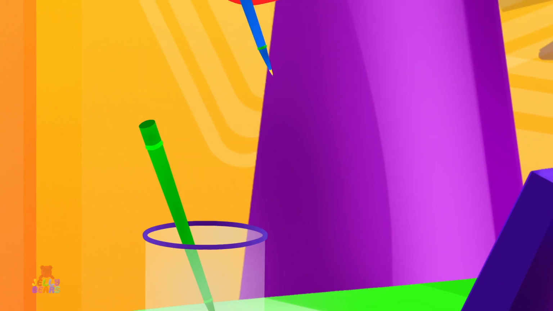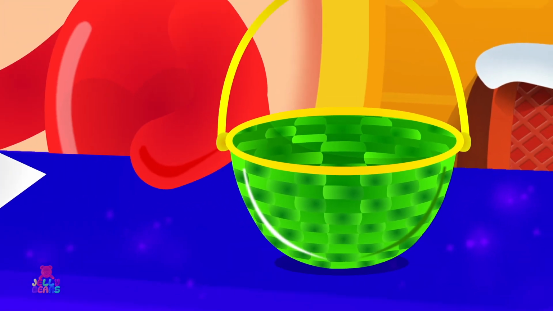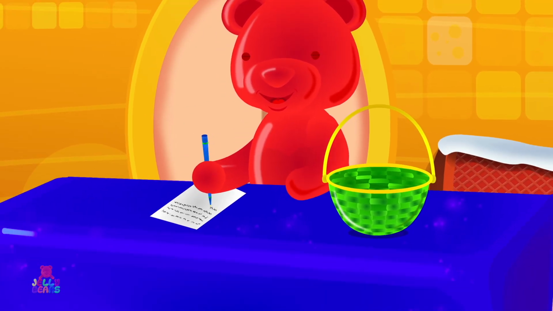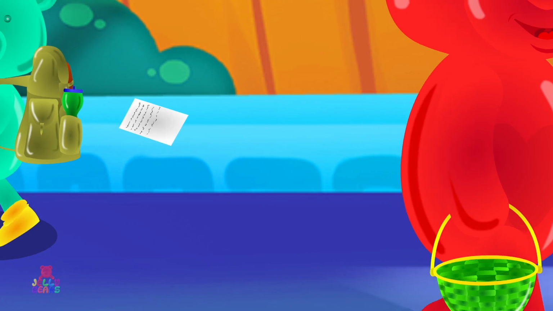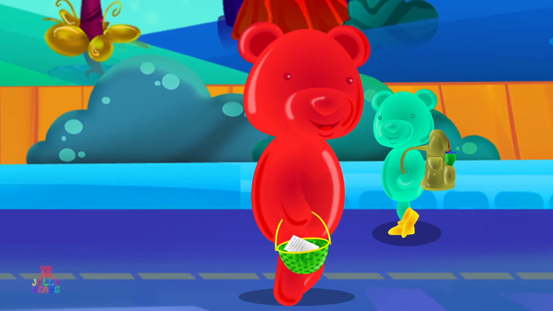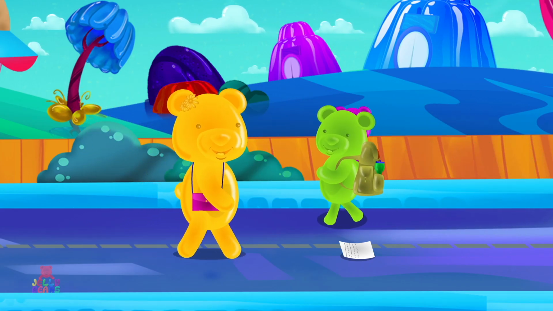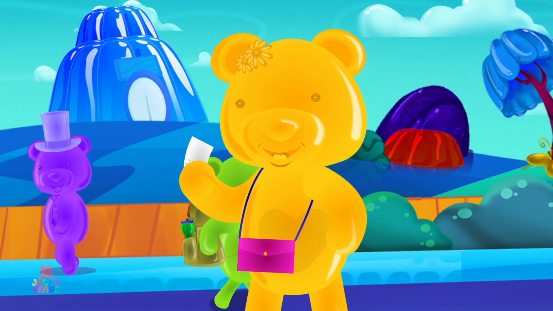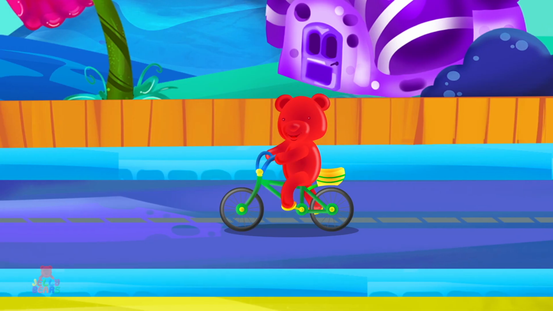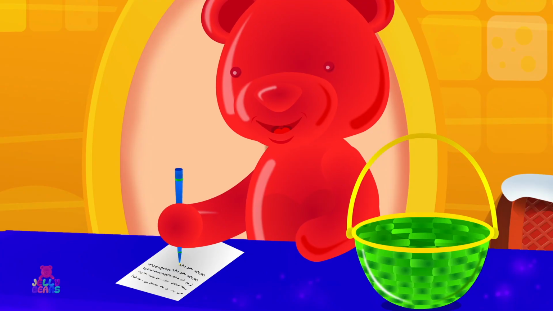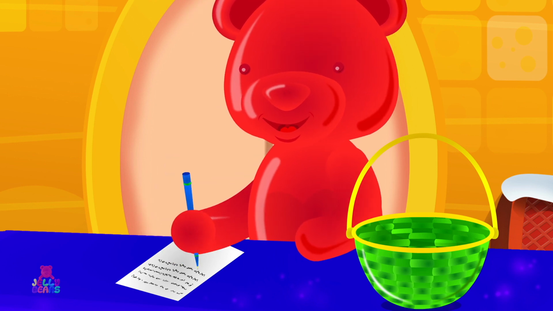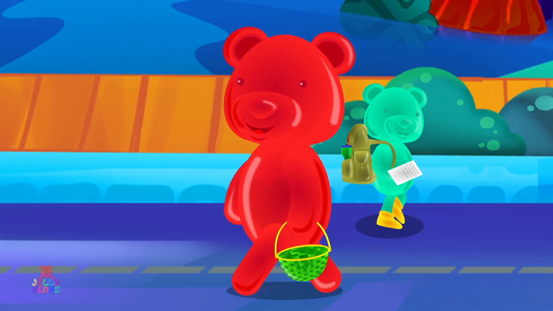A tisket, a tasket, a green and yellow basket. I wrote a letter to my love, and on the way I dropped it. I dropped it, and on the way I dropped it. A little girl, she picked it up and put it in her pocket. A tisket, a tasket, a green and yellow basket. I wrote a letter to my love, and on the way I dropped it.